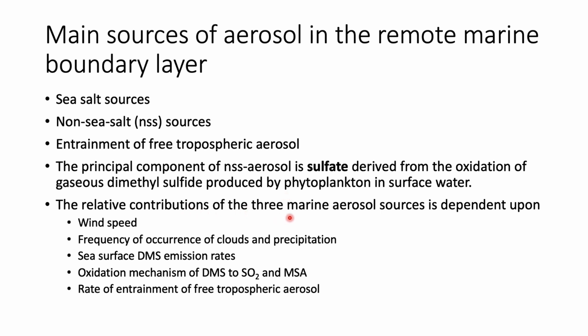The relative contribution of the three marine aerosol sources is dependent upon wind speed, frequency of occurrence of cloud and precipitation, and the third one is the entrainment of free tropospheric aerosol. So these are all the three marine aerosol sources, and the relative contribution of these three depends on the wind speed, frequency of occurrence of cloud and precipitation, sea surface DMS emission rates, and the oxidation mechanism. DMS means dimethyl sulfide, oxidized to sulfur dioxide and methane sulfonic acid, and the rate of entrainment of free tropospheric aerosol. These are all the various sources of marine aerosols.